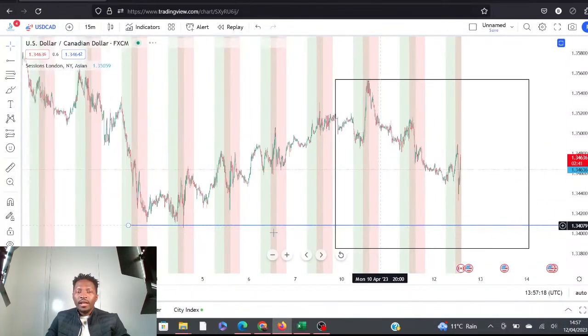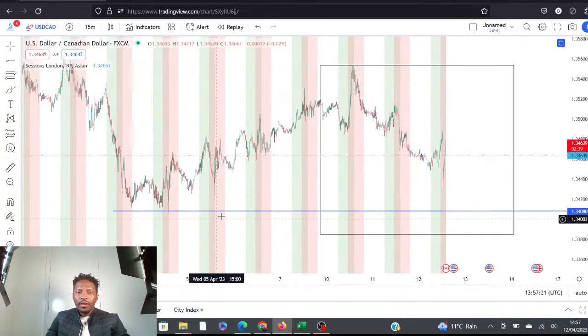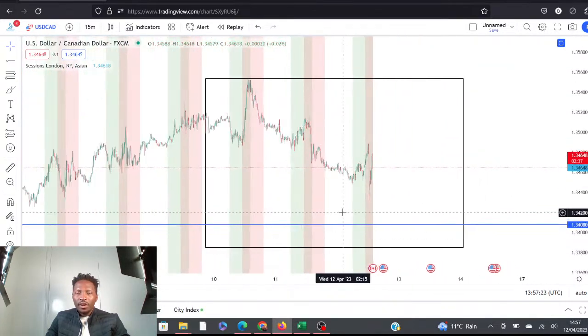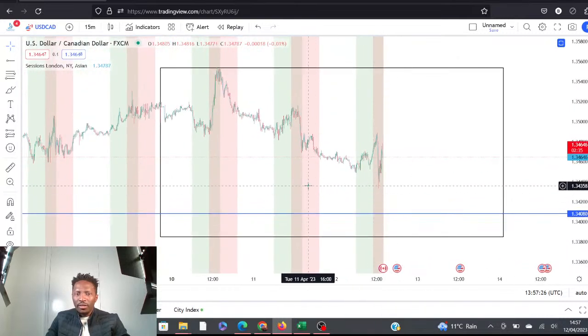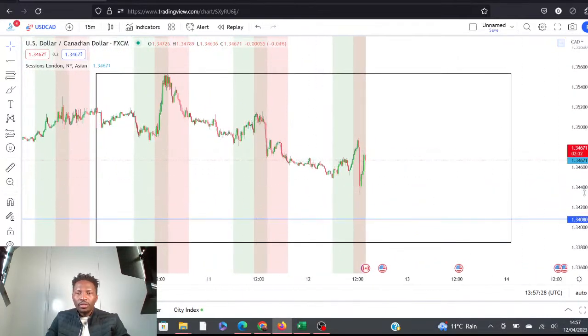And there's a line there. This is the line of the previous structure. We've got a previous structure here, so the market might just come to it. You know how markets love structures. The market does love structure.